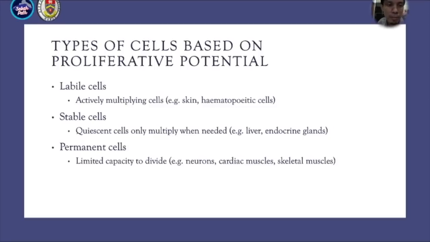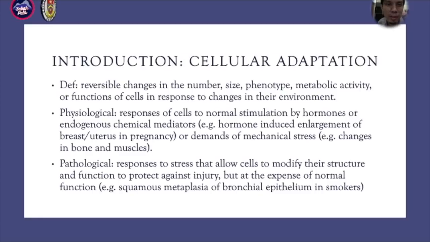And the third type is permanent cells. These are cells that have limited capacity to divide. Examples of these cells are neurons, cardiac muscles, and skeletal muscles.